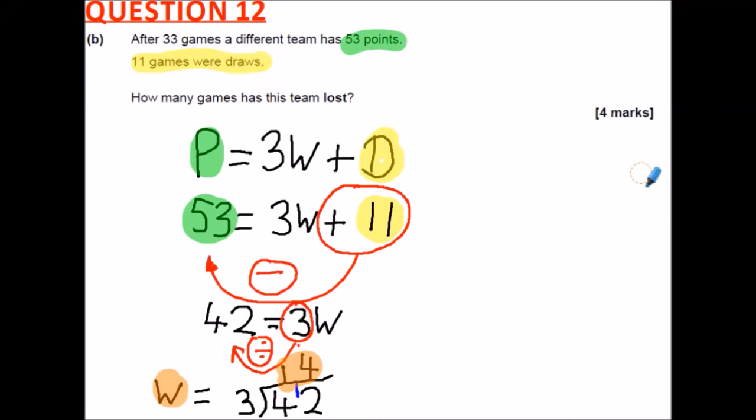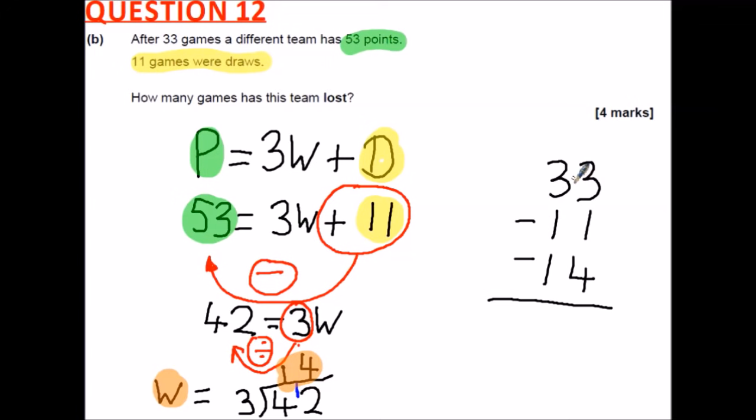So, going back to the start of the question, we're told that there's 33 games that have been played in total. So of the 33 games, we know that 11 were draws, and we've just figured out that another 14 were wins. So the other games which are left over must be how many games were lost. So we need to take away 11 and 14 from 33.